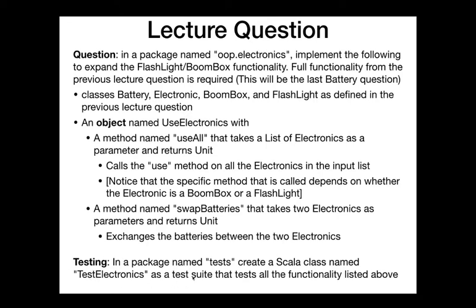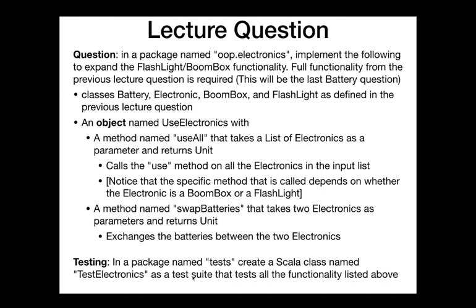When you write your test suite, we want to be able to test these methods, but these methods take inputs of type electronic. Electronic is an abstract class. We can't just create electronics and call these methods to test them. So how are we going to test these methods that use an abstract type that we can't really create? This is where we take our boombox and flashlight, and since boombox and flashlight are both of type electronic, they extend the electronic class. They are electronics. We can create boomboxes and flashlights and use those as our inputs to test these methods.